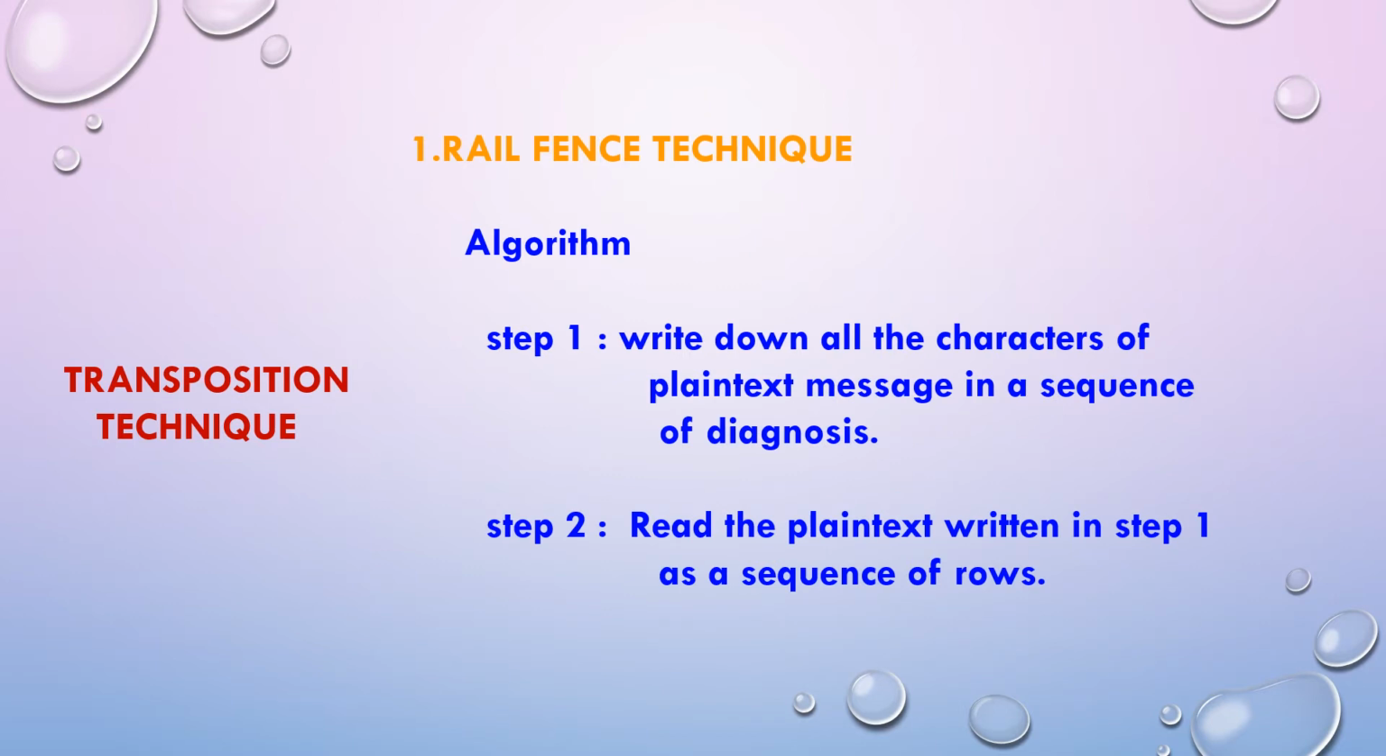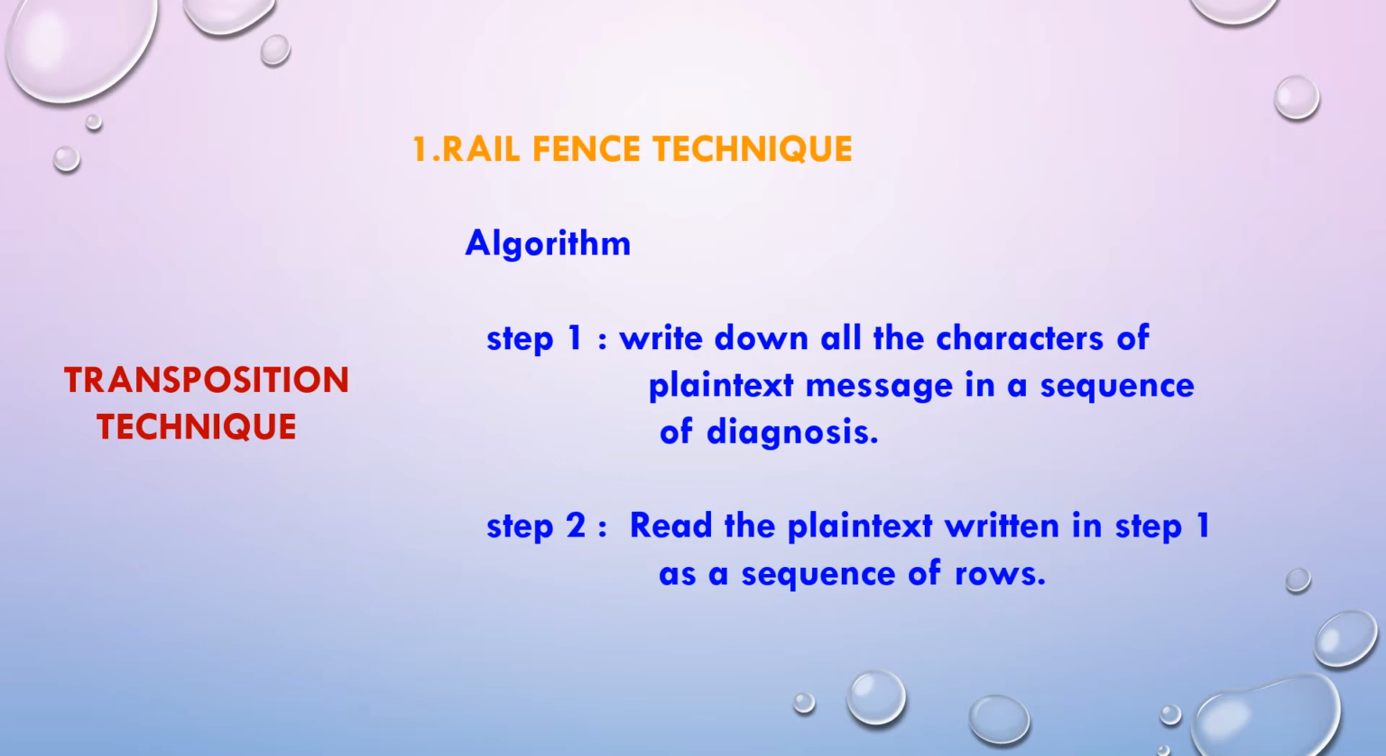Different transposition techniques are available. Among them, we will see the four important techniques of transposition. Number one is the rail fence technique. Number two, the simple columnar transposition technique. Number three is the simple columnar transposition technique with multiple rounds, and the last one is the Vernam cipher. Now we will discuss the first transposition technique, that is the rail fence technique.